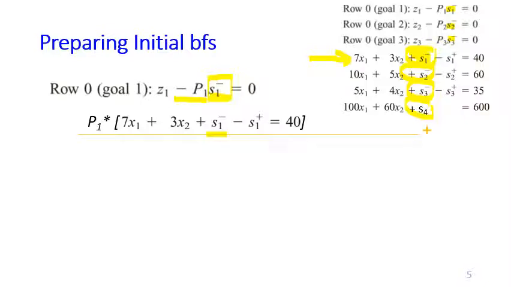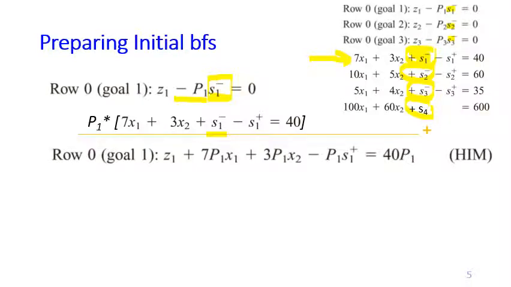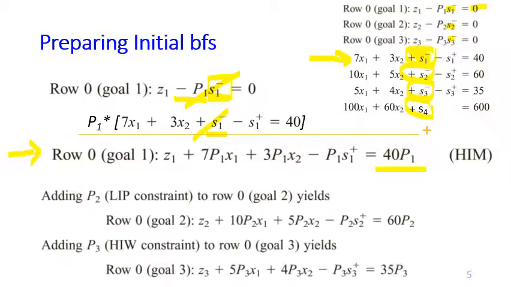Then we take the sum of these two equations. When you take the sum, you get rid of this P1 S1 minus, and this is your new row 0. Notice that you do not have S1 minus anymore. And also notice that the right hand side becomes 40 P1 instead of 0 at the beginning. Do a very similar thing to row 0 of goal 2 and row 0 of goal 3, such that this is the new row 0 for goal 2, and this is the new row 0 for goal 3.